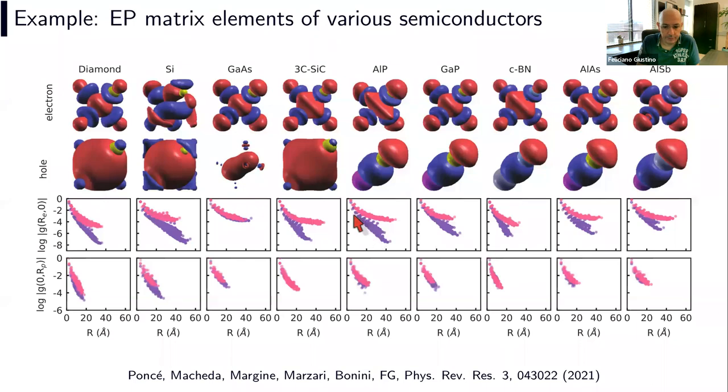For example, let's look at this plot in the middle. The dark purple are for the valence bands, and you can see that they decay exponentially here. That actually corresponds to what we expect. For the conduction band, since you need to use disentanglement, you don't have this concept of exponential decay, but the decay is still good enough for practical applications, okay? And this is something that you find across many compounds.